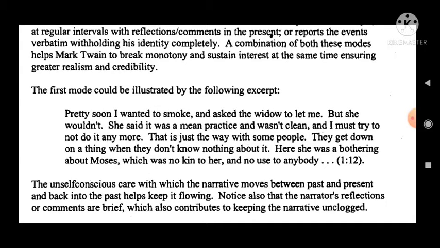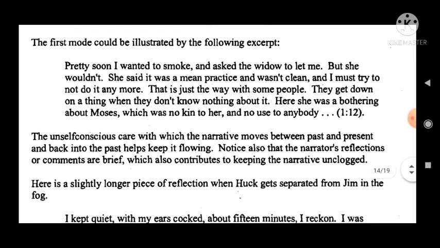Pretty soon I wanted to smoke and asked the widow to let me, but she wouldn't. She said it was a mean practice and wasn't clean, and I must try to not do it anymore. That is just the way with some people. They get down on a thing when they don't know nothing about it. Here she was bothering about Moses, which was no kin to her and no use to anybody.